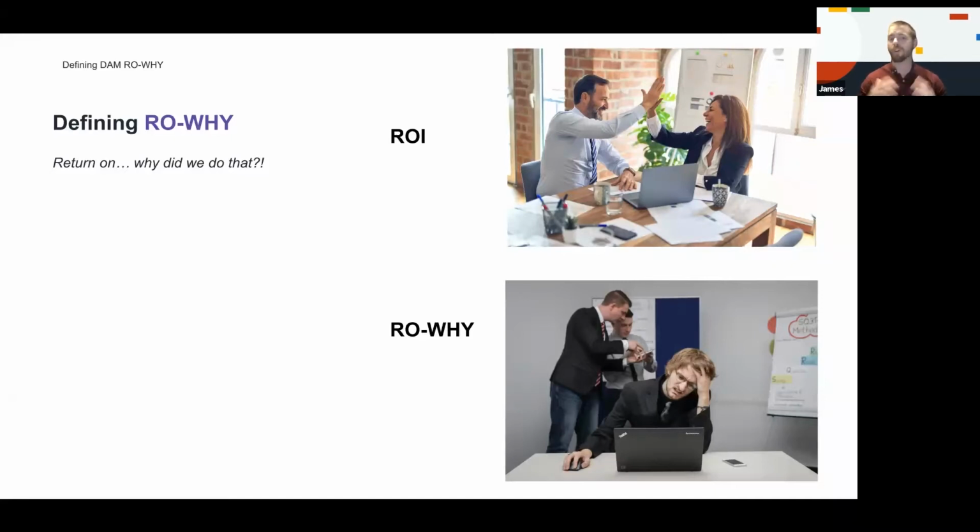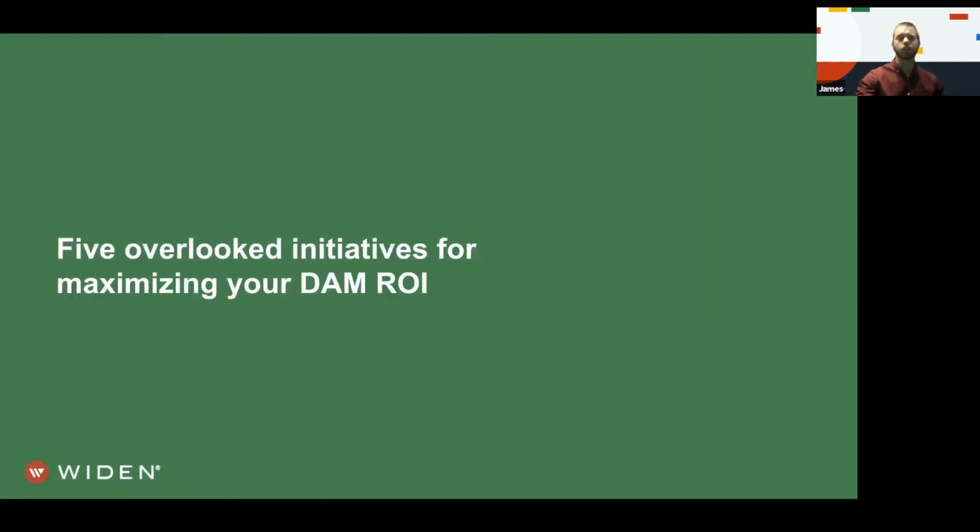So as we're defining ROI, that's really return on why did we do that? Or what did we do that for? So that's really how we're defining ROI, which certainly we're trying to avoid here. So we're going to talk through how you can work towards ROI in favor of ROI. So we're going to talk about 5 overlooked initiatives. Certainly there's more than that impact ROI, but we're just really going to focus on 5 for the purpose of today's discussion.